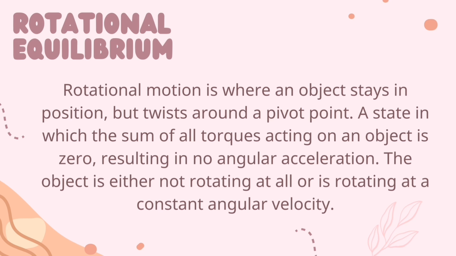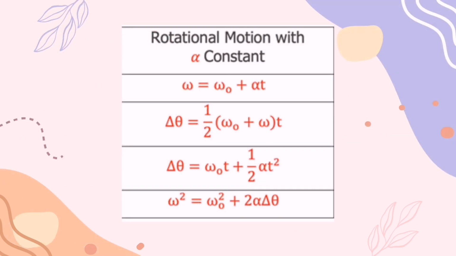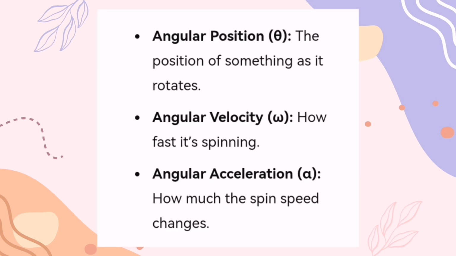Rotational equilibrium. Rotational motion is where an object stays in position but twists around a pivot point. Rotational equilibrium is a state in which the sum of all torques acting on an object is zero, resulting in no angular acceleration. The object is either not rotating at all or is rotating at a constant angular velocity. This is the formula of rotational motion with a constant angular acceleration.